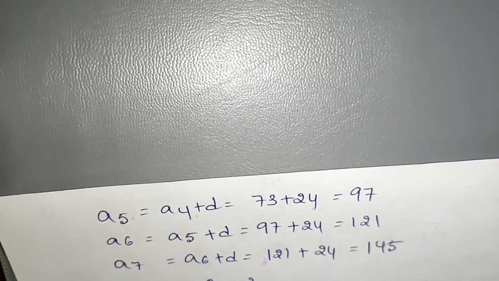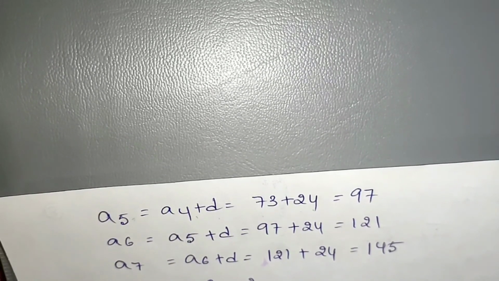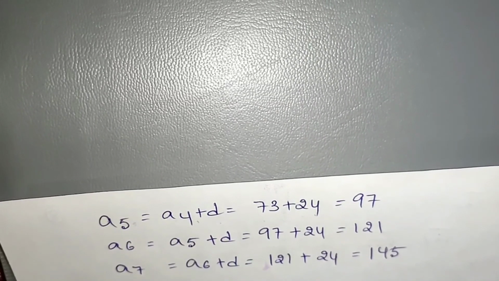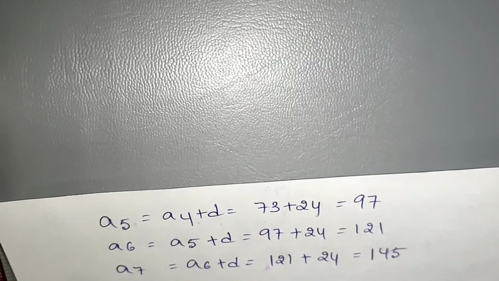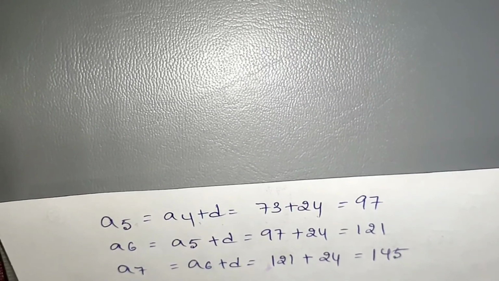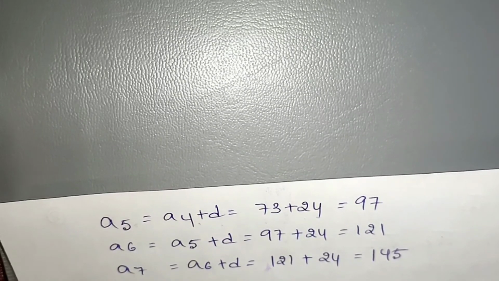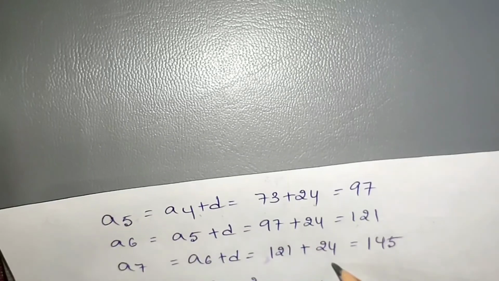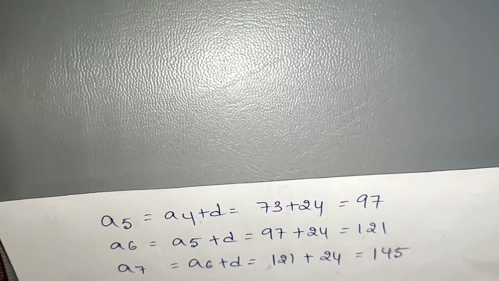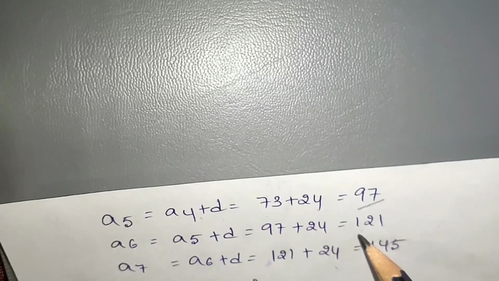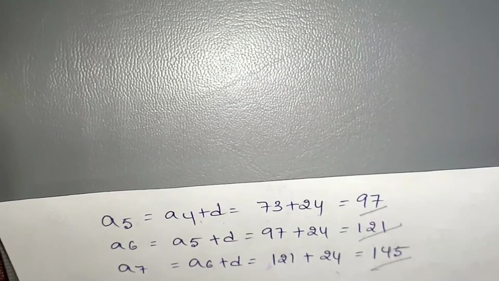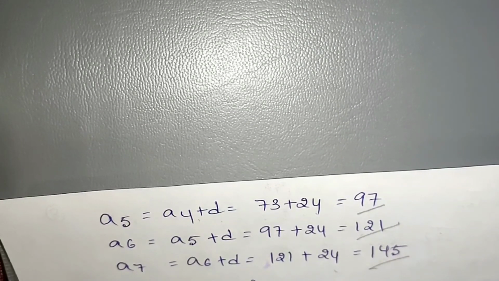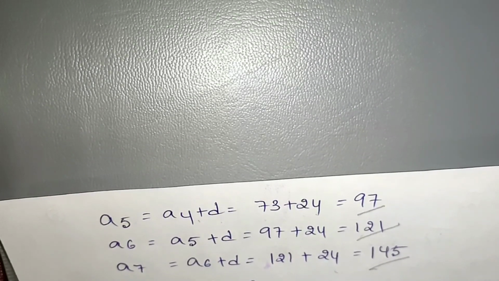Similarly, sixth term is A5 plus D. Here A5 is 97 and D is 24. If you add, you will get 121 as the sixth term. A7 is A6 plus D. A6 is 121. If you add common difference 24 to it, you will get 145. Here 97, 121 and 145 are the 3 terms, that is 5th term, 6th term and 7th term of AP.